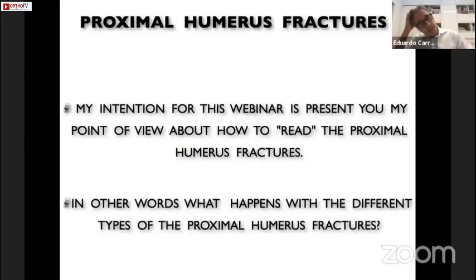As Dr. Sergio said before, I have a new point of view to treat the proximal humeral fracture. My intention here is to present a new point of view, how I read this kind of fractures in the proximal humerus. In other words, I would like to show you what happens with these kind of fractures, how I see the different fractures in the proximal humeral.